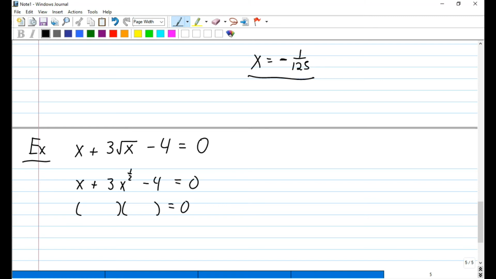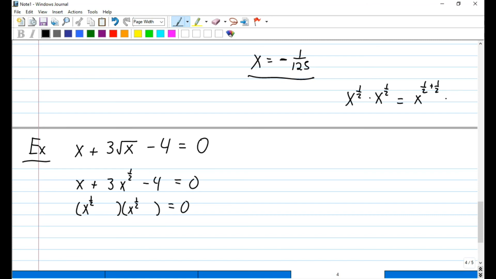Alright, so what would I need to write as my first terms so that when I multiply them together, I will get x to the 1st power? It's always going to be whatever power is here in the middle. So x to the 1/2, x to the 1/2. If you're wondering why multiplying those together gives you x to the 1st, remember when you multiply bases with powers, you add the powers, right? And 1/2 plus 1/2 is equal to 1.